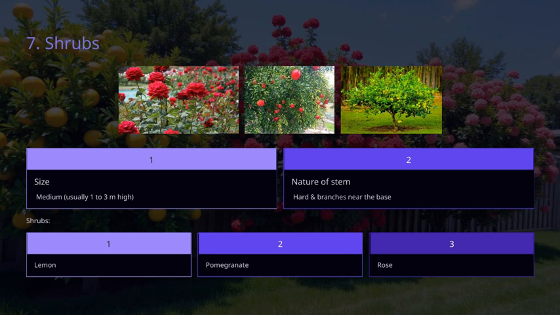In terms of their structure, shrubs have stems that are generally hard and woody, especially near the base. This woody stem provides support and durability. If we look at other examples like roses, they also have similar stem characteristics, hard and woody near the base, making them sturdy and resilient plants. Understanding the nature of these stems helps us appreciate how shrubs can withstand various environmental conditions and continue to thrive in our gardens. So, as we move forward, keep in mind that the size and stem characteristics of shrubs are key factors in how they grow and how we can best care for them.